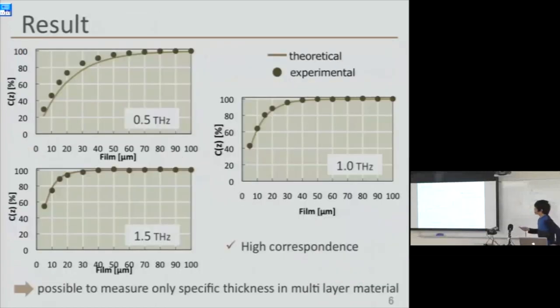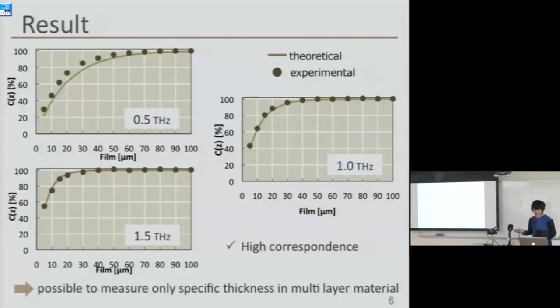This is the result. The line is theoretical data calculated by the theoretical equation, and the dots are experimental data from this model experiment. You can see the results at 0.5 terahertz, 1.0 terahertz, and 1.5 terahertz. You can see there is high correspondence between the theoretical and experimental data.